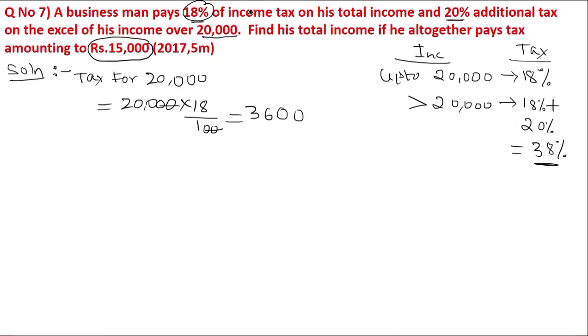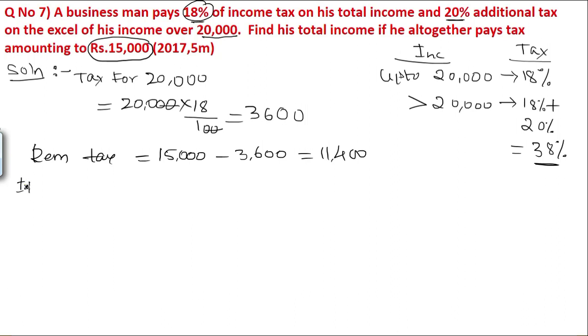So out of 15,000, the remaining tax is for the income above 20,000. Correct. So what is the remaining tax? 15,000 minus 3,600. How much will it be? 11,400. So this 11,400 is the tax paid for the income above 20,000. So how will you find out that income?